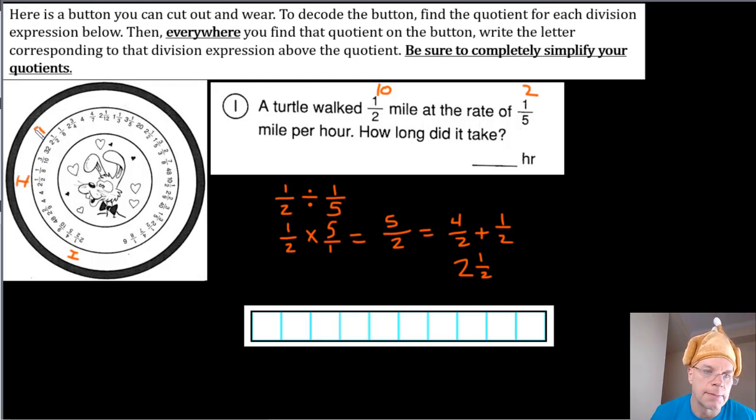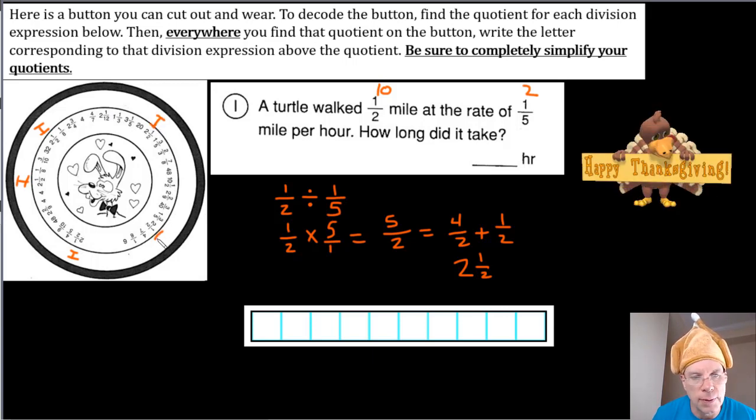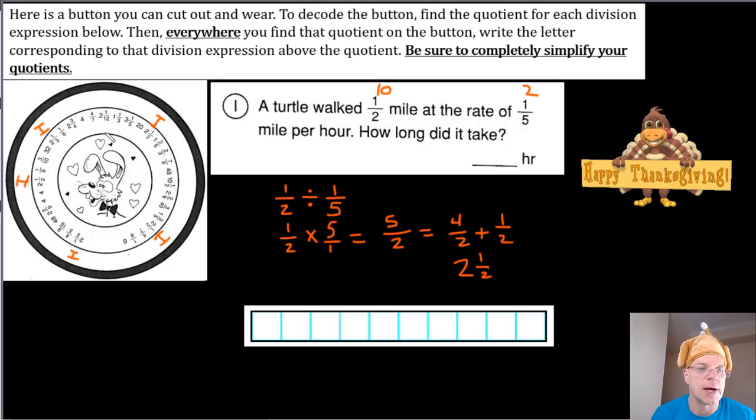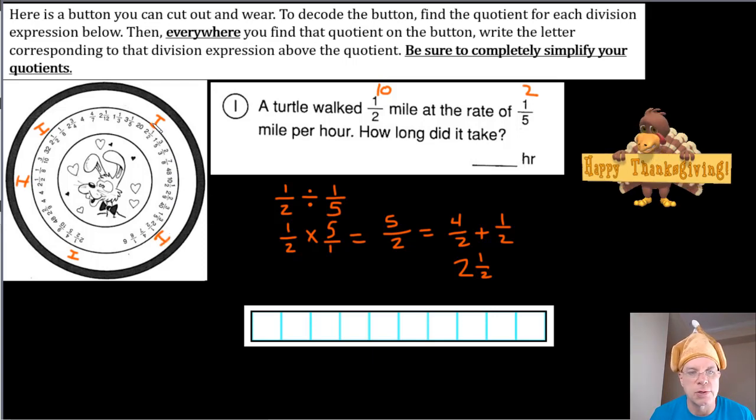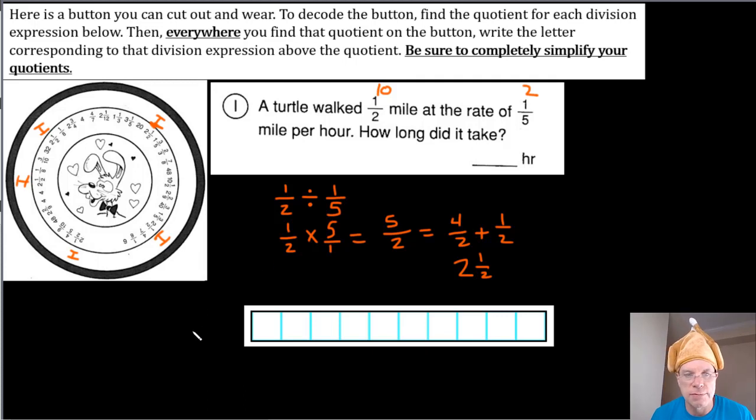Here it is a third time. That looks like 2 1/2, but that's actually 2 1/12. Here's 2 1/2 here. And there's another one. I think I got them all, but you just check, be thorough and check on yours. Make sure you put the letter above each one of those 2 1/2s.